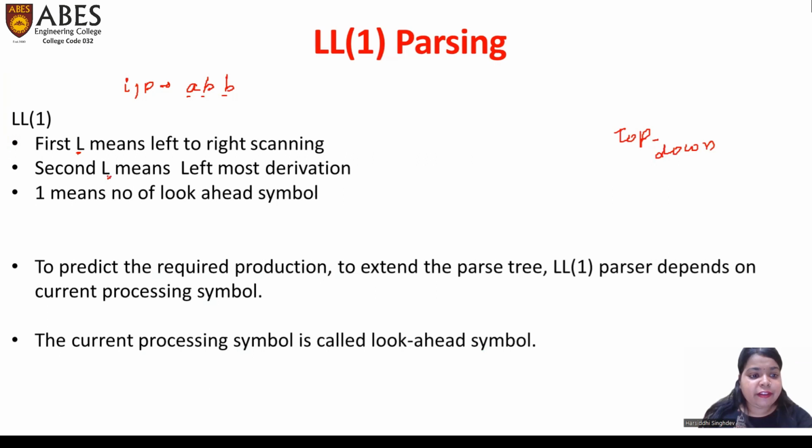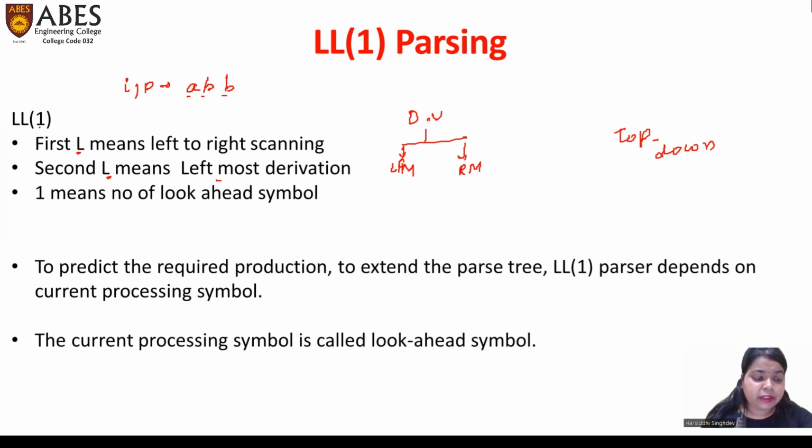The second L means we derive the derivation tree in the leftmost manner. We know that there are two types of derivation: one is leftmost, in which we expand the leftmost variable or leftmost symbol first, and another one is rightmost. So in LL1 parsing, we are going to derive the leftmost derivation tree.